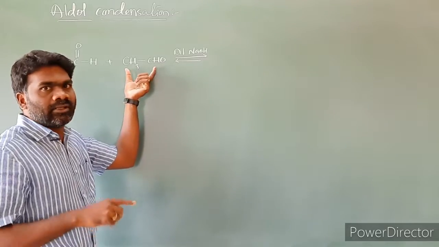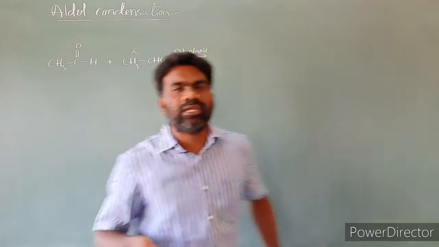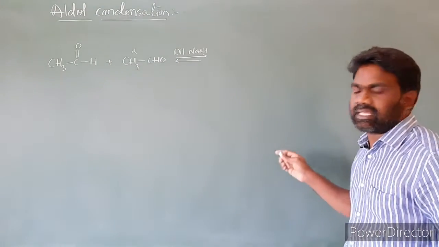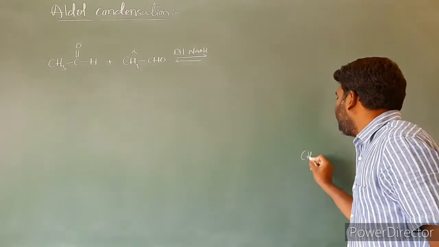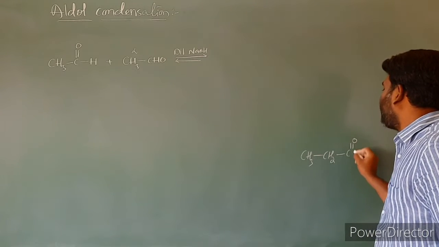Now the condition is any aldehyde having at least one alpha hydrogen. So this is the alpha hydrogen. What is the meaning of alpha hydrogen? Let us understand by taking an example here. I am writing the aldehyde CH3 CH2 C double bond OH.